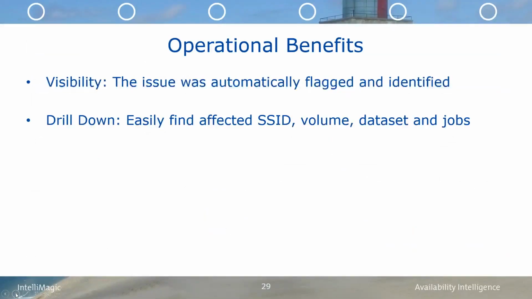So, the big question is how does this help you? What are the operational benefits of being able to do this? Well, the first one is visibility. I would bet you in most cases you wouldn't even see this as an issue. You wouldn't even know it was happening unless the people that were running those jobs were screaming about poor performance. So we're able to quickly and automatically flag and identify the issue.